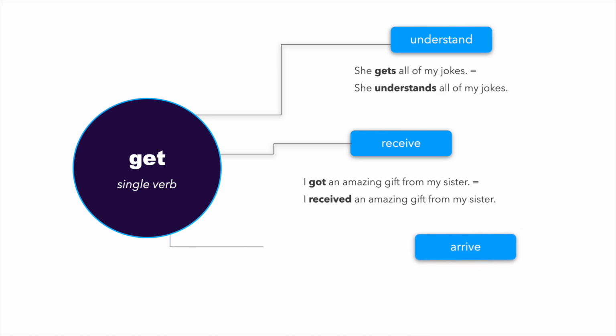Another way you can use get is to say arrive. For example, what time did you get home? Which means, what time did you arrive?